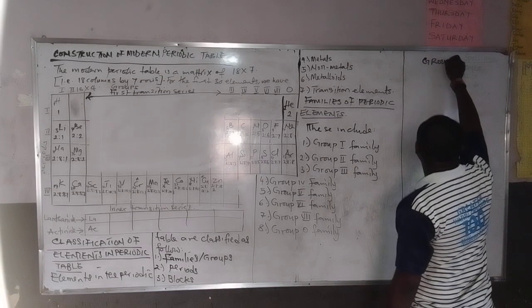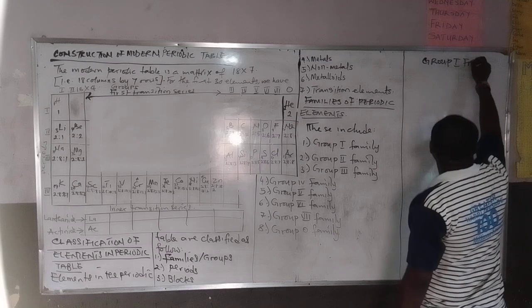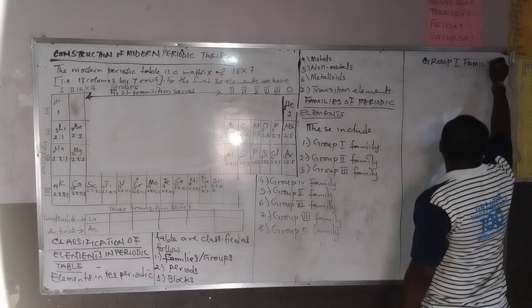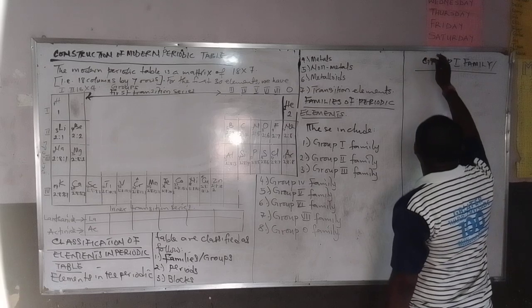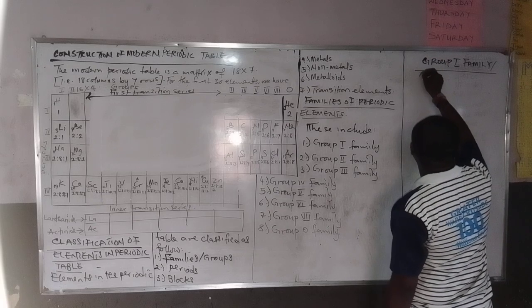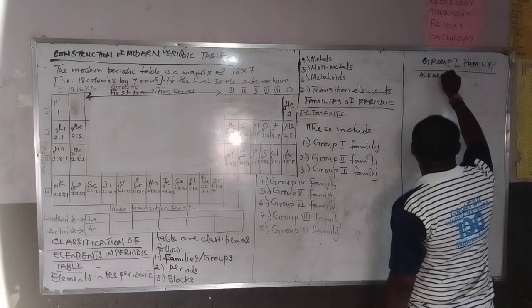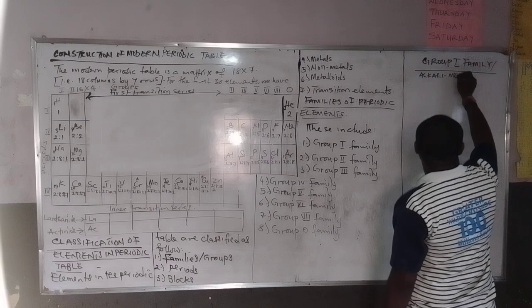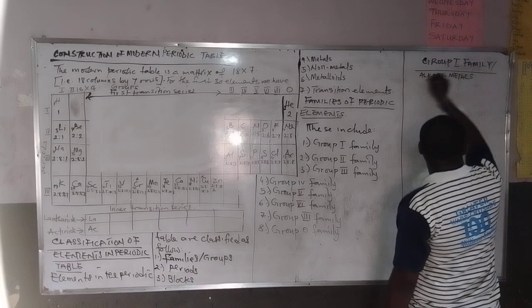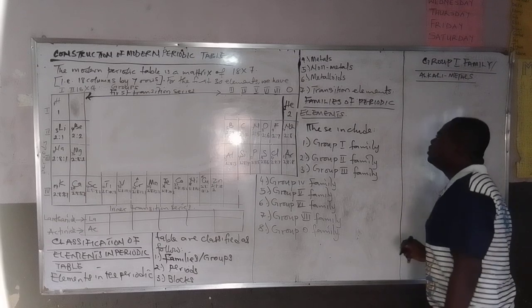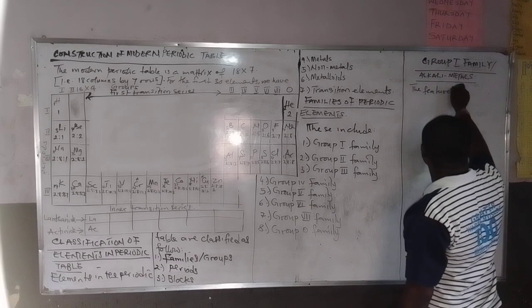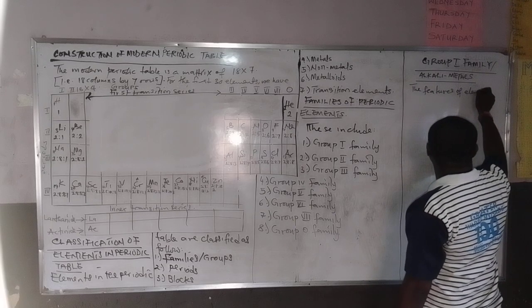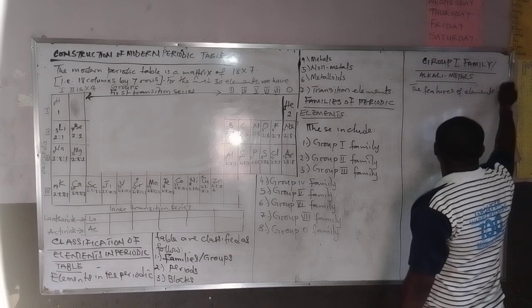Group 1 family. This group 1 family is also known as alkali metals. They are also known as alkali metals. So let's look at the features of elements in group 1.